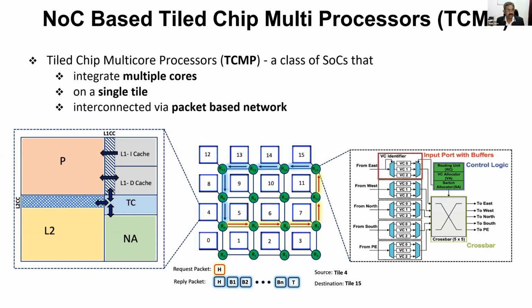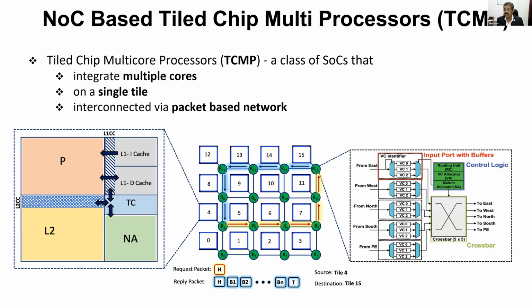Here I am just trying to introduce you to tiled chip multi-core processors, where we have row-wise and column-wise organized tiles. We integrate multiple cores on a single tile, and then it is interconnected via a packet-based network. We can see the zoomed version of the tile, which involves a processor, multiple levels of caches, instruction and data cache, a network adapter, and a tile controller. And these are connected together with the help of a network on chip.